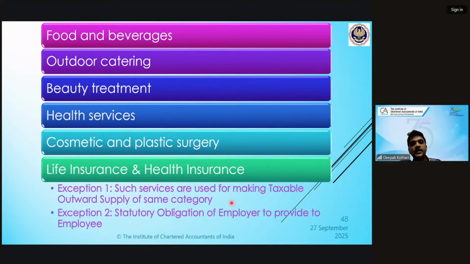I provide insurance, but I don't have that much risk appetite, so I go to another insurer or re-insurer, then he will charge me GST, and I get the credit of that. So only when I provide the service and take services from the same category, then I'll get the credit. Second exception is when it is statutory obligation of employer to provide food to the employee or provide any of these services to the employee, then credit is available.